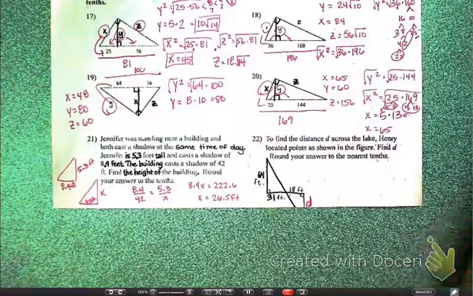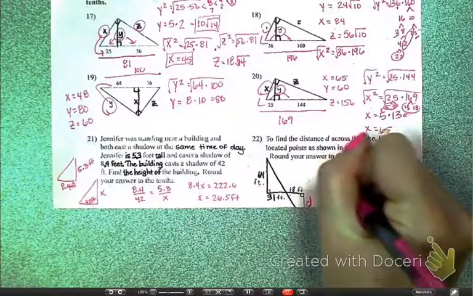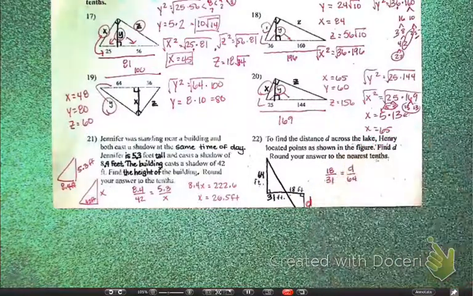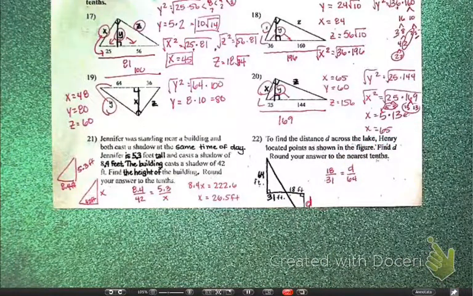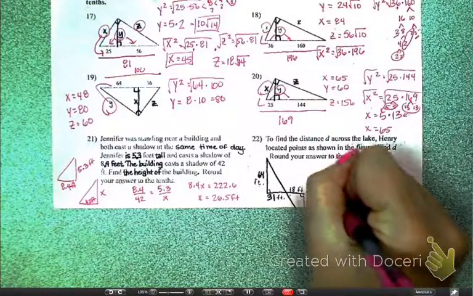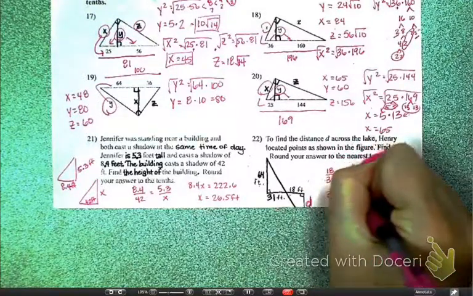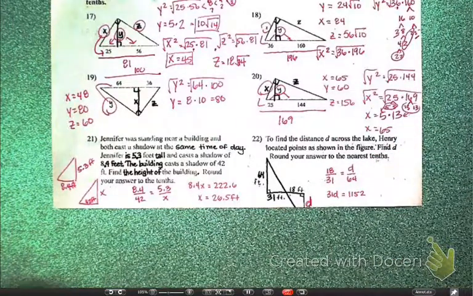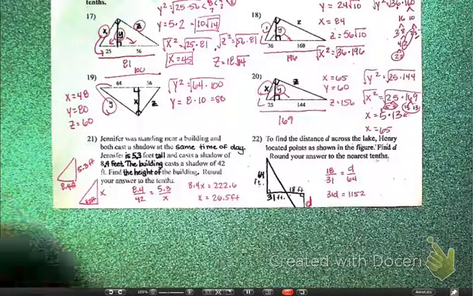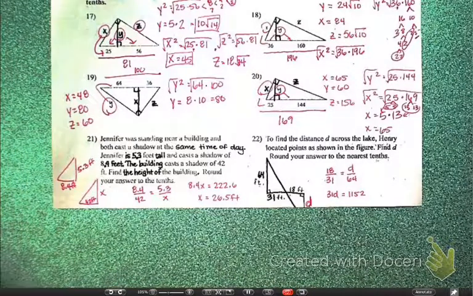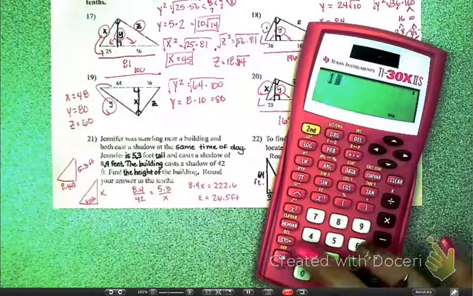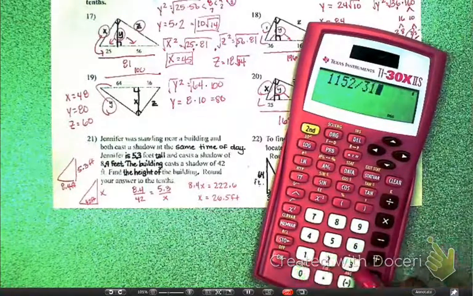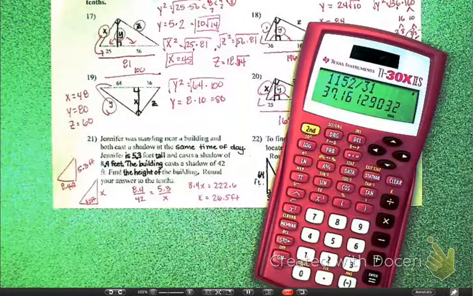Go ahead, Freddie. 18 over 31 equals D over 64. That works. When you cross multiply, you get 31D equals 1,152. And when you divide, now here's where you're going to lose points. You have to round properly. So let's see what we actually get. 1,152 divided by 31.